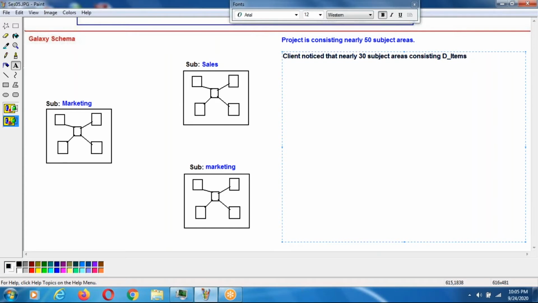After observing this process, the client immediately questioned the architect. Why have you created 30 subject areas? Why can't you work with a single subject area itself? Instead of creating 3 subjects or 4 subjects, keep all the tables in one subject area. Is it not possible? Why not? Let's see.